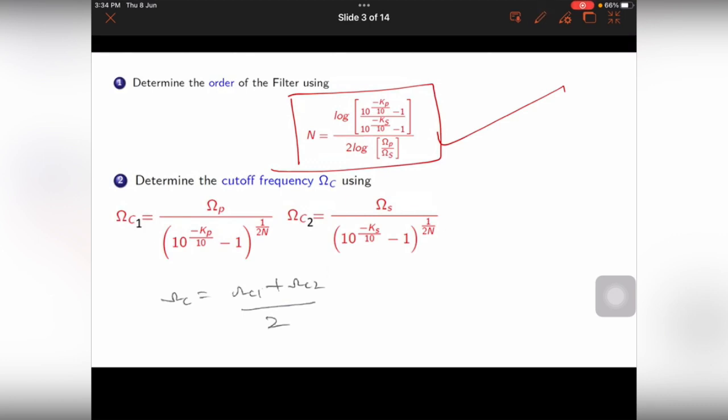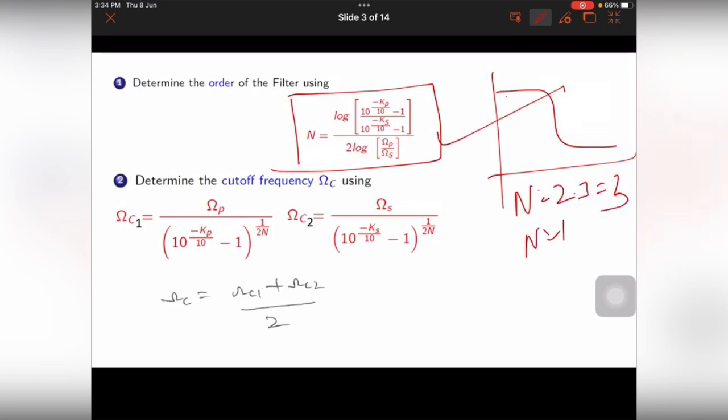Once you know the given specifications, and all of them are in proper form, write the frequency response curve of the low pass Butterworth filter, mark all the specifications, and next calculate the order of the filter. As I told, if the order of the filter n is not an integer value, you choose the next higher integer. Suppose you get n equal to 2.3, you can choose n equal to 3; if n is equal to 1.2, you can take n as 2. Always choose the higher integer value when n is non-integer.